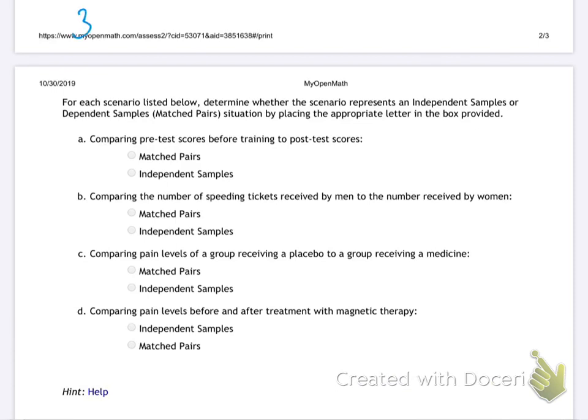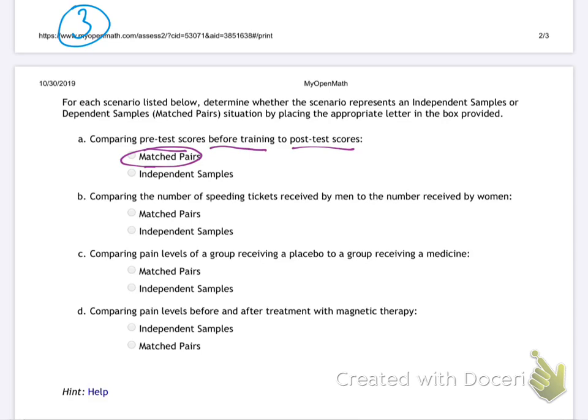Question 3, our last question. First one, comparing pre-test scores before training to post-test scores. They give them some kind of training. They test them before the training, give them the training, and test them after to see if they've learned more from the training. That's for sure matched, because that's the same person before and after the test, the next person before and after the test. So that data is all matched up.